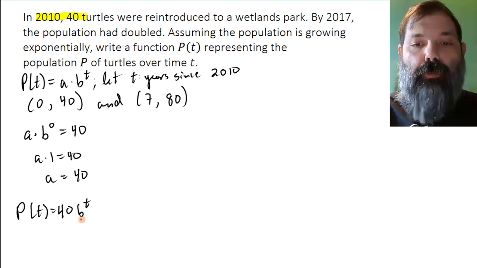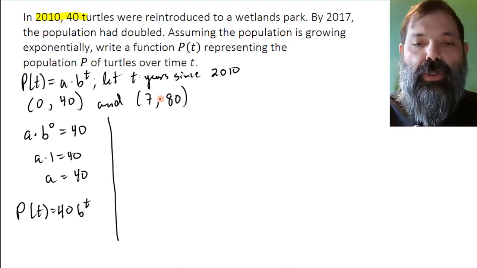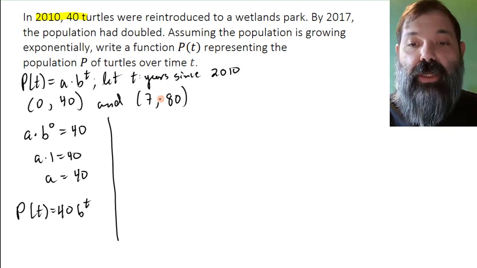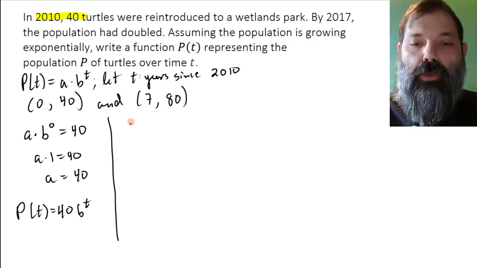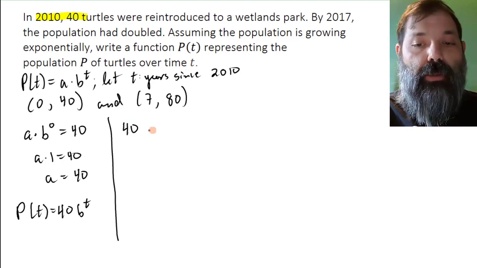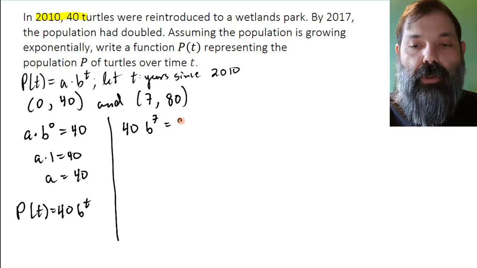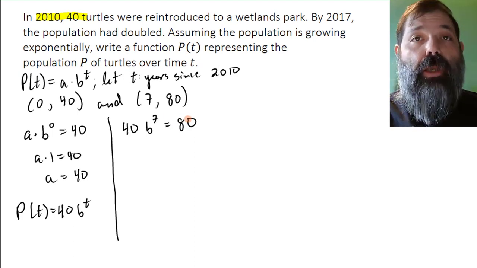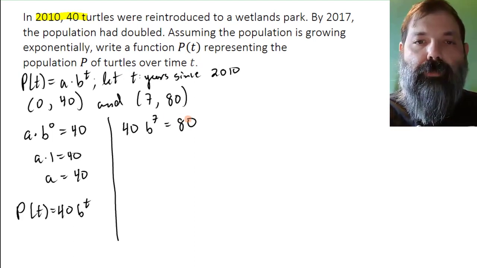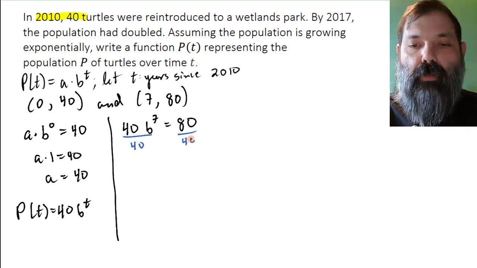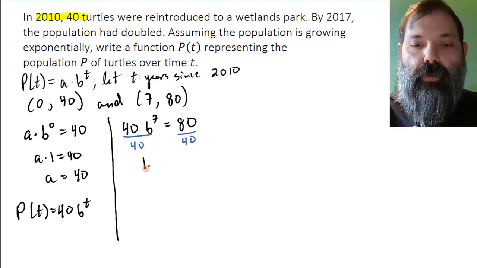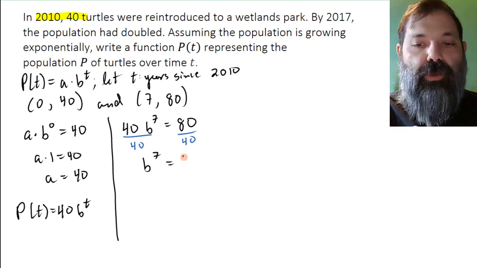Now we just need to solve for b. Using the second data point, when t is 7, p must be 80. So then 40 times b to the 7th power must equal 80. Now let's solve for b. I'll divide by 40. So then b to the 7th is equal to 2.